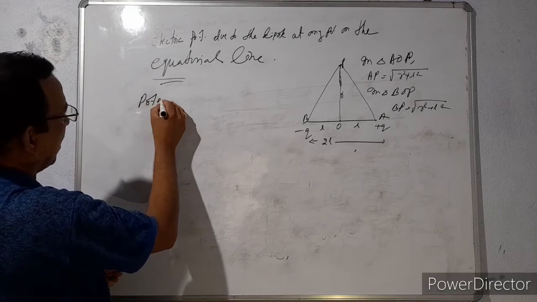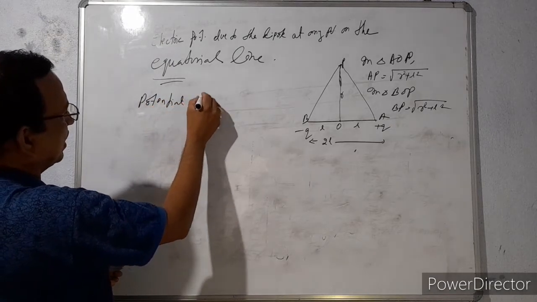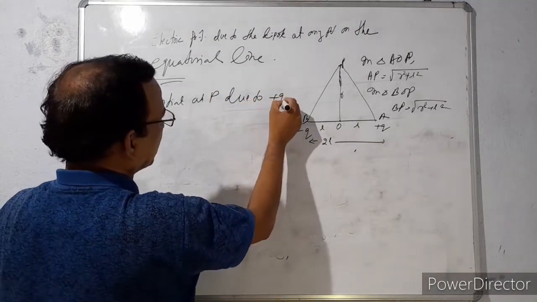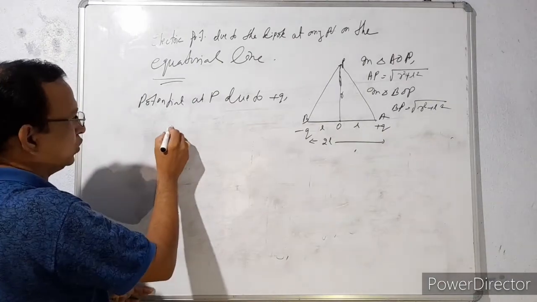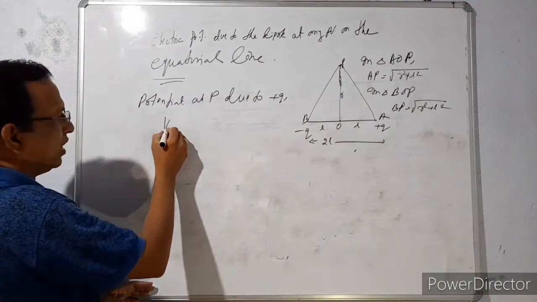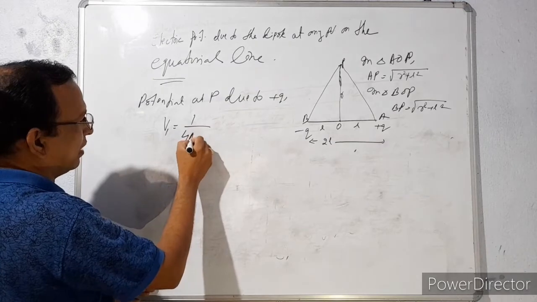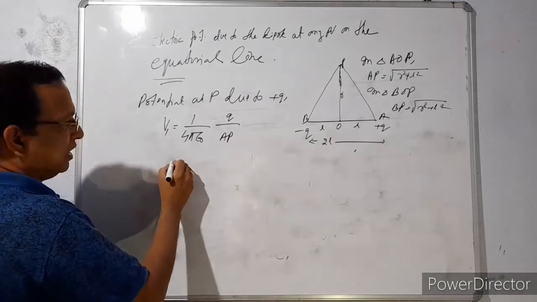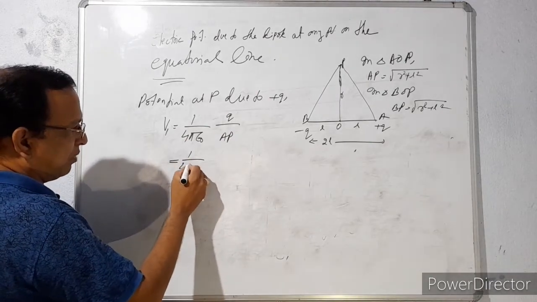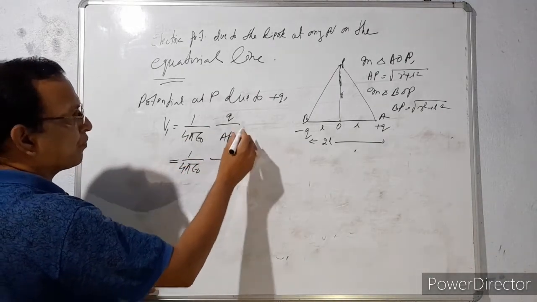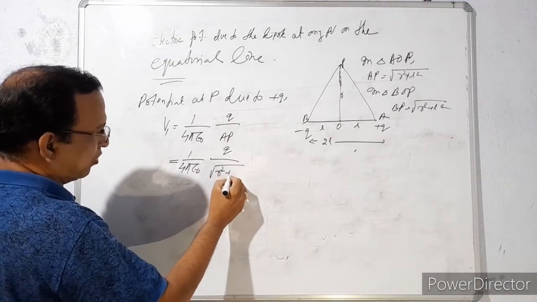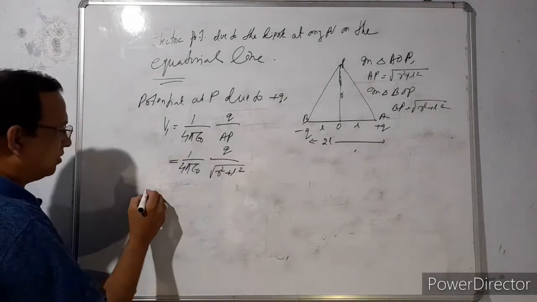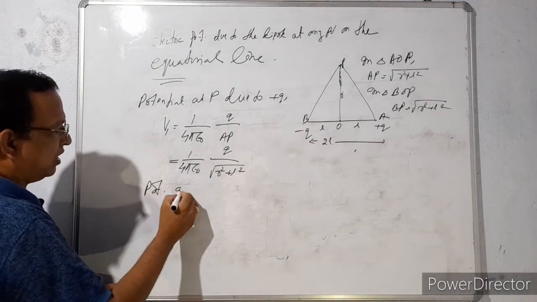Potential at P due to plus Q charge, suppose this is V1. V1 is equal to 1 by 4 pi epsilon naught Q by AP, that is equal to 1 by 4 pi epsilon naught Q by root over of R square plus L square. Okay, that is V1.